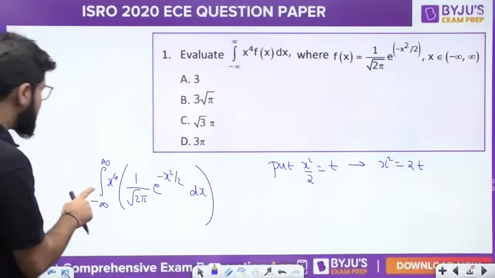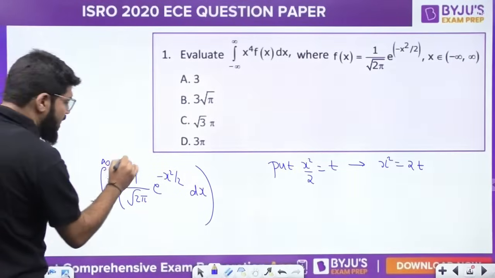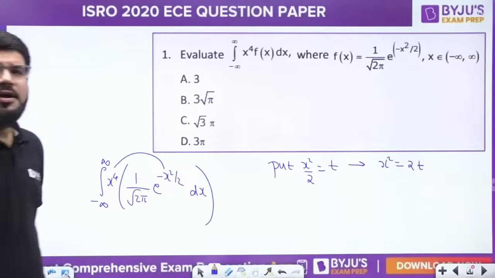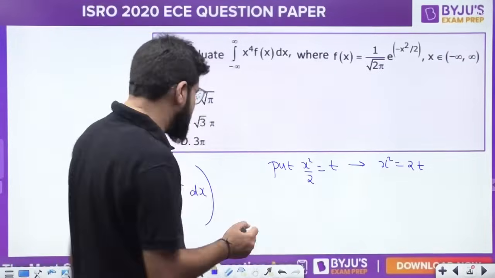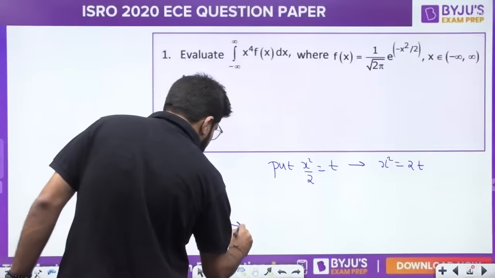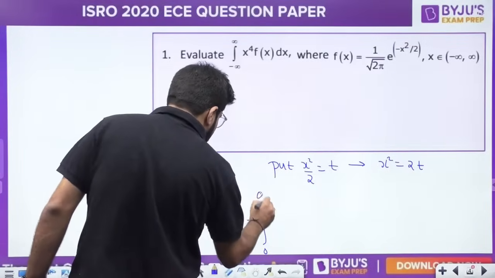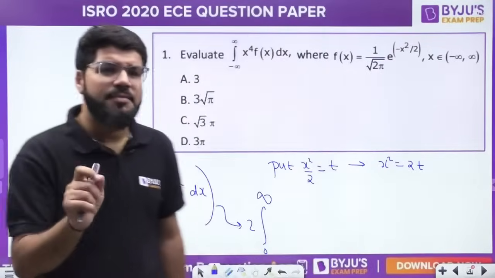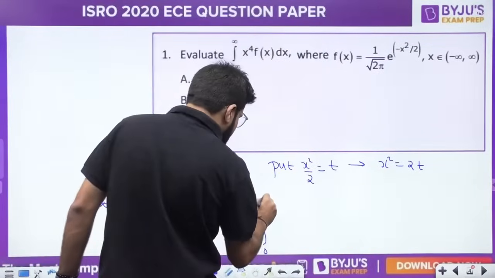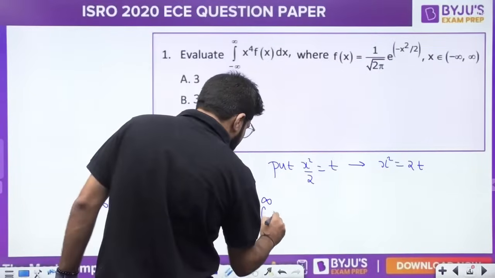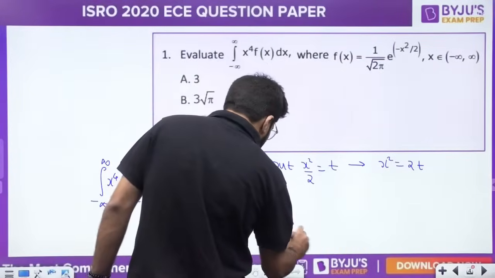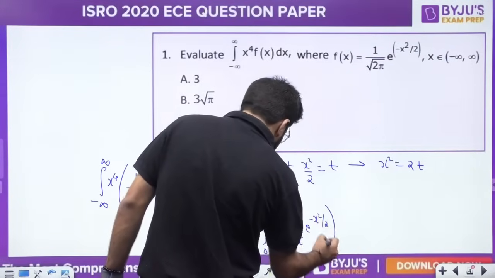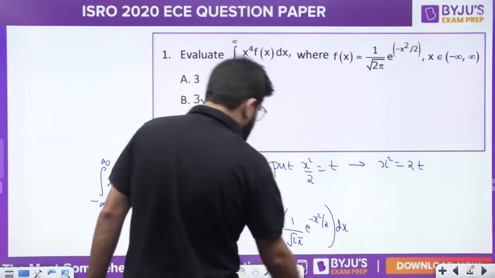Look, what will happen here? You have the integral from minus infinity to infinity and you have an even function. Both the terms, x power 4 and x square, are even. For an even function, first let us apply the quick result that this can also be written as twice the integral 0 to infinity, because for any even function, the integral from minus a to a is twice the integral 0 to a. So twice the integral 0 to infinity of x power 4 into 1 upon root 2 pi e raised to the power minus x square by 2 dx.